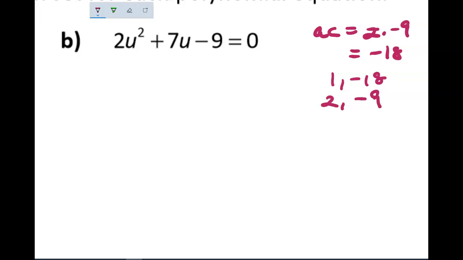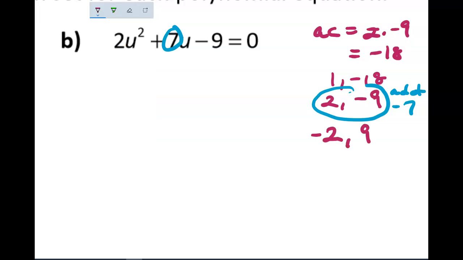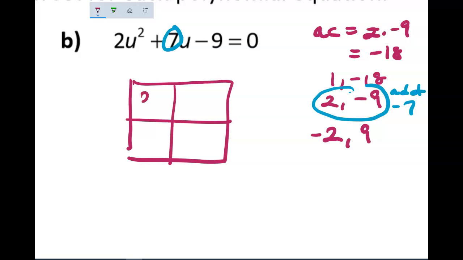And what you'll notice about 2 and -9 is these guys add up to -7. So that's the opposite of what we want, because we want them to add up to +7. So let's just reverse the signs on them, -2 and 9. All right, now let's use a box to do some factoring here. And we're going to put the first term 2u squared in the upper left box, -2u next to it, 9u below it, and then the last term -9 in the lower right box.